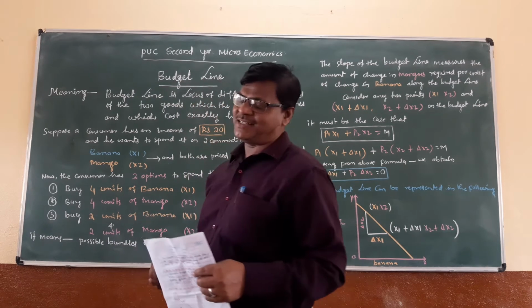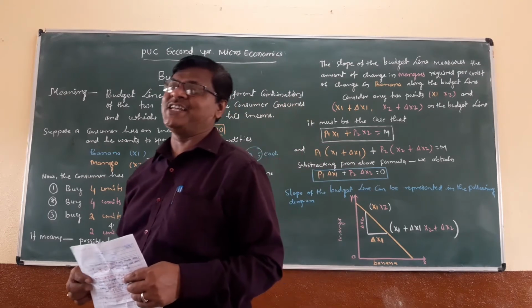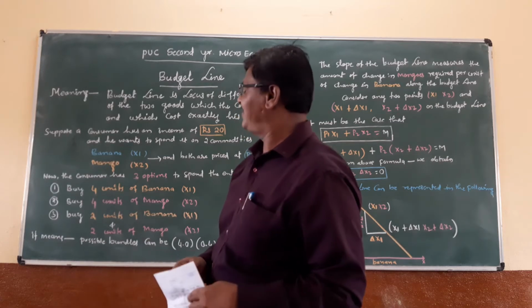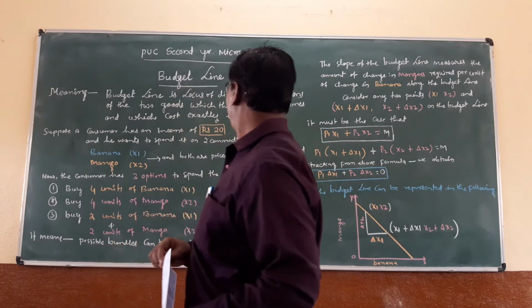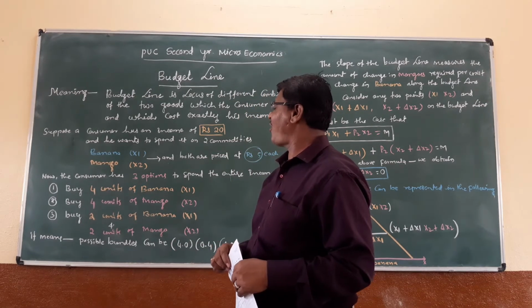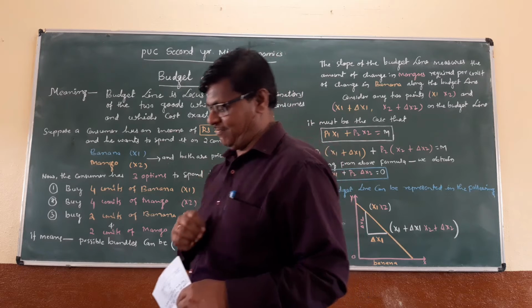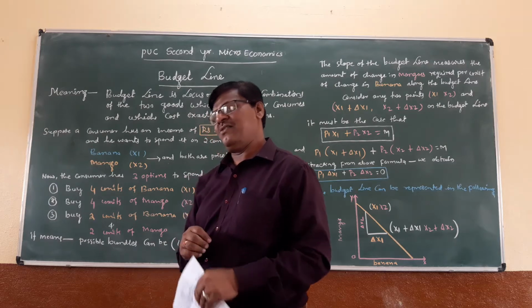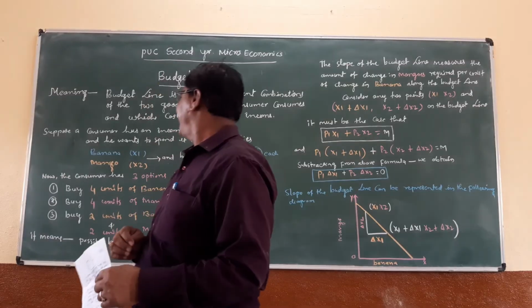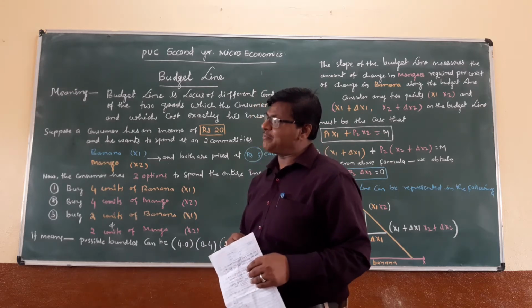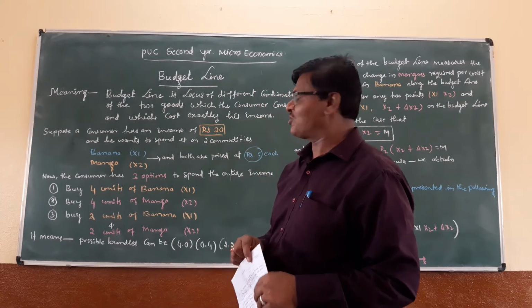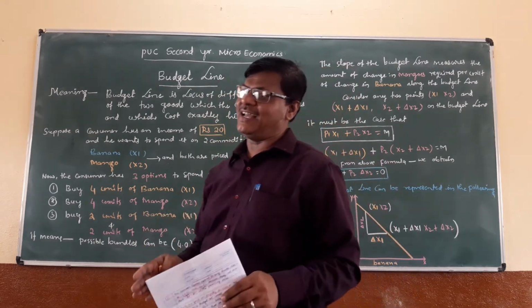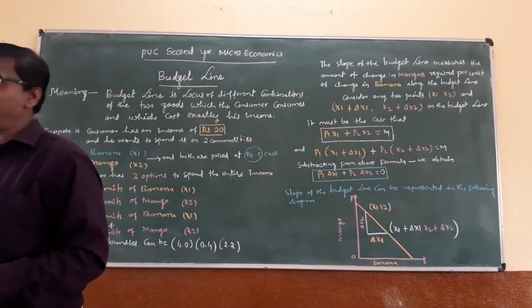First of all, we have to clear the meaning of budget line. The budget line is a locus of different combinations of the two goods which the consumer consumes and which cost exactly his income. Once again, the budget line is the locus of all different combinations of the two goods which the consumer consumes and which cost exactly his income.